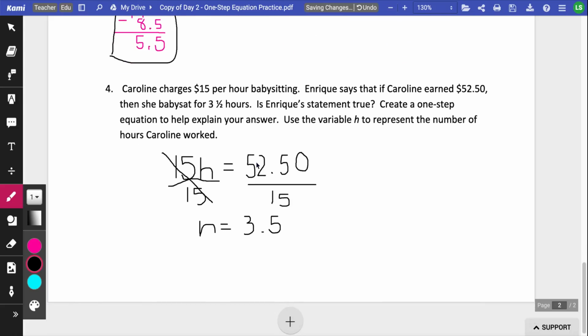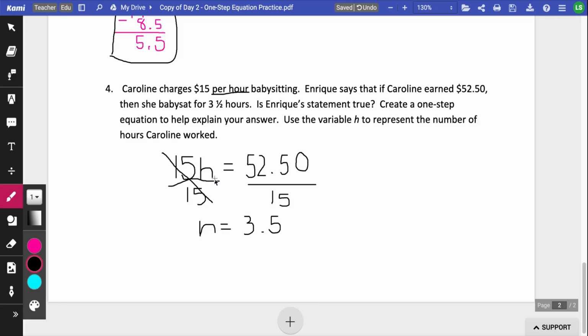For question 4, we know that Caroline charges $15 per hour babysitting. Enrique says that if Caroline earned $52.50, then she babysat for 3.5 hours. Is Enrique's statement true? Create a one-step equation to explain your answer. Use the variable h to represent the number of hours Caroline worked. So when we know that she makes $15 per hour babysitting, the amount of hours she works changes. So we use a variable to represent the number of hours she works. She could have worked 1 hour, 2 hours, 10 hours, 12 hours.